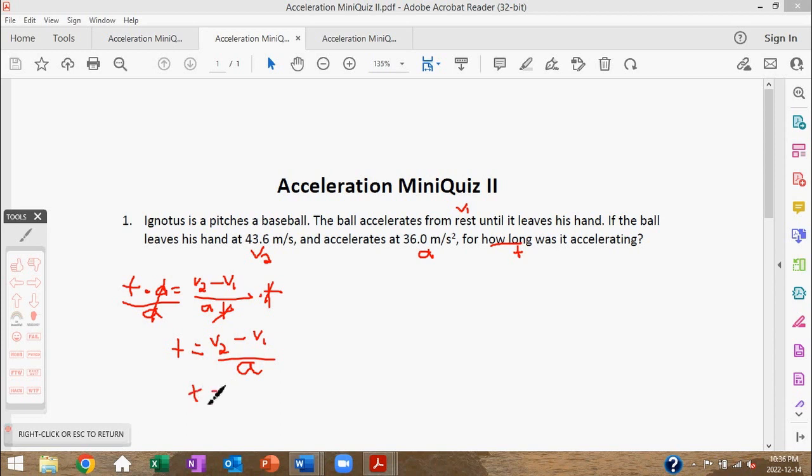T then is equal to, so V2 was 43.6 meters per second, minus 0, that's easy. It's that rest bit. All divided by 36.0 meters per second squared.